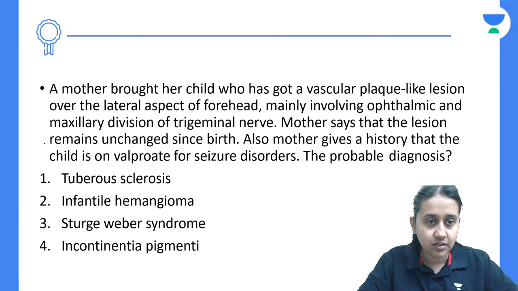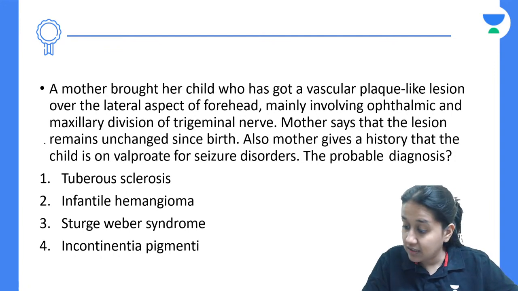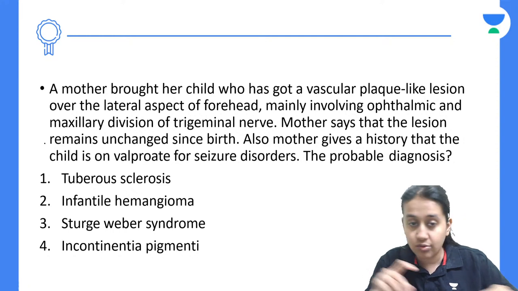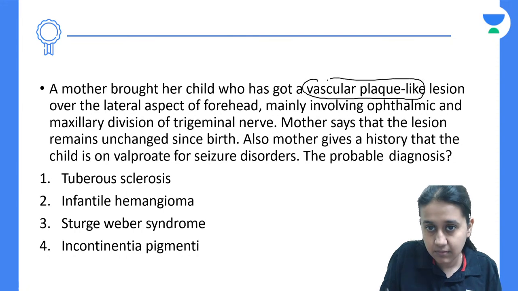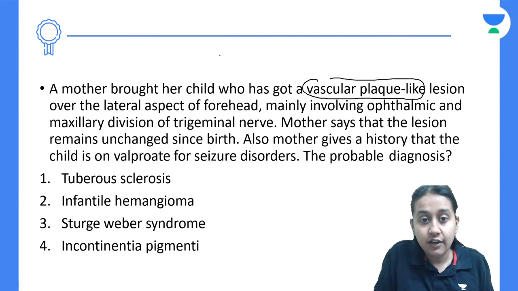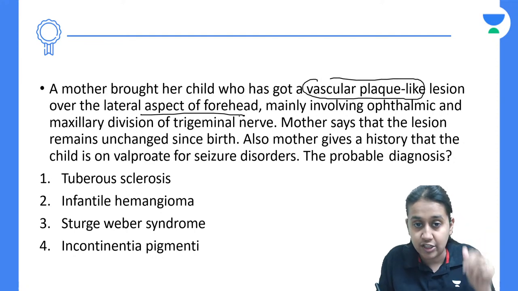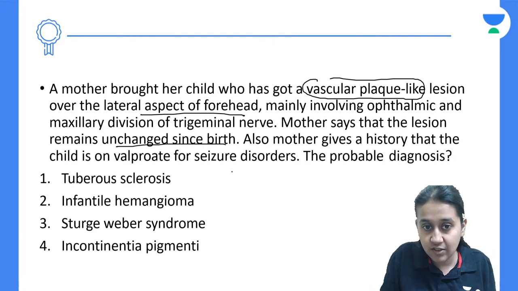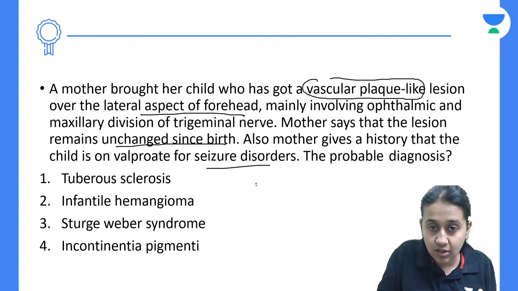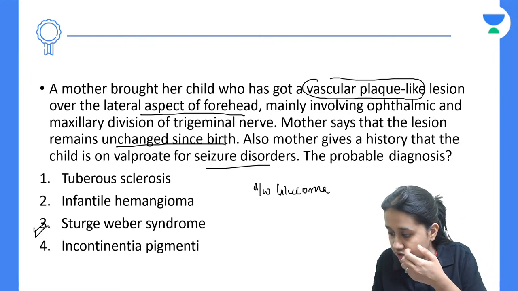Anyone can tell me the answer? A mother reports that the child got a vascular plaque. Now here, there are few things which you all need to know. First is, there is a vascular plaque. Okay, so there is some vascular malformation present on the face unilaterally, that is on the distribution of trigeminal nerve. Now this is unchanged since birth. There is also a history of seizure, and you can also have associated features like glaucoma. This is a very classical triad of Sturge-Weber syndrome.